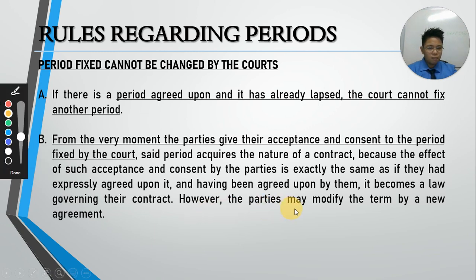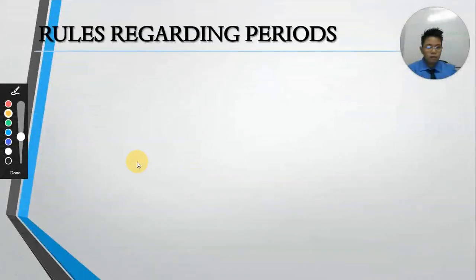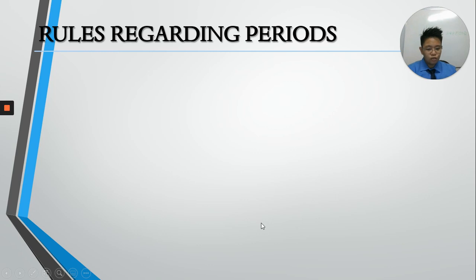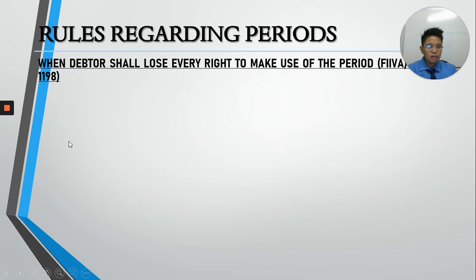As you can see here, the parties may modify or fix the new term or agreement. So, anyway, 1198 naman, the debtor shall lose the right to make use of a period. Remember the rule which I discussed a while ago. Ano bang rule yun? Let us see.